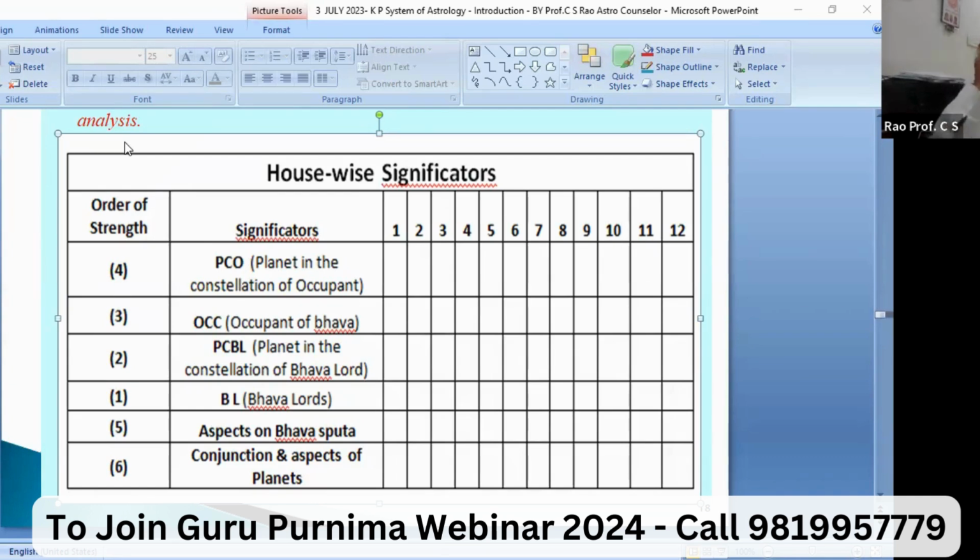This is important. You should know the strength of a sole significator. That means a planet gives the results of a Bhava Lord, the star of the Bhava Lord. Suppose nobody is in this star, then that Bhava result is given by that Bhava Lord only. That is the principle in this system.